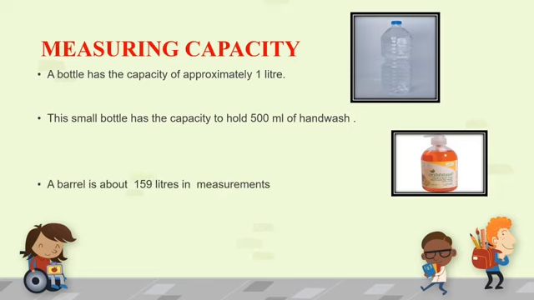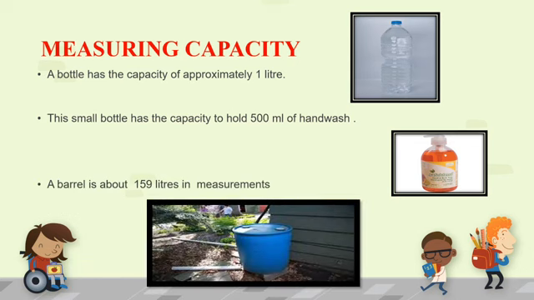Then comes a barrel. Do you know what barrel is? Yes, it's a big, huge container and is about 159 liters in measurement. So it has the capacity to hold 159 liters of water or oil. Generally oil only is kept in this, so you can have water or you can keep oil in this.